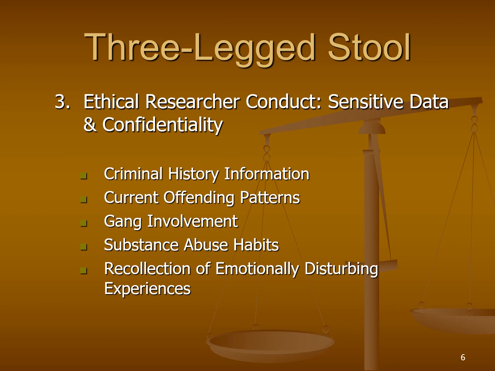Things like gang involvement. Sometimes people don't want anyone else to know that they're part of a gang, or they don't want other people from a rival gang to know about it. There's substance abuse. Think about trying to keep your job or things that you're hiding from family. Recollection of emotionally disturbing experiences. So if we're asking people to talk about sexual abuse or physical abuse that they've sustained in the past, you can imagine these are all very sensitive things that people don't typically want to share with strangers.